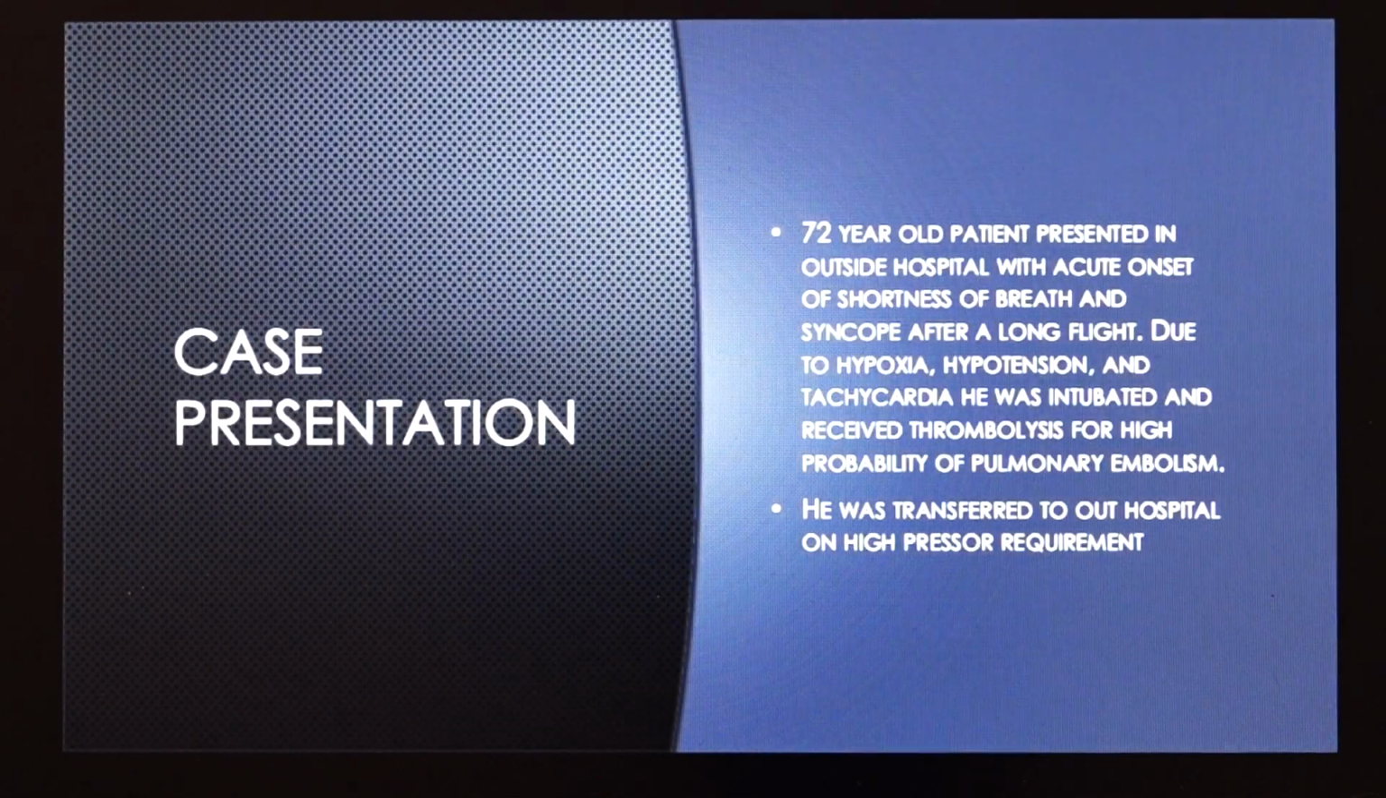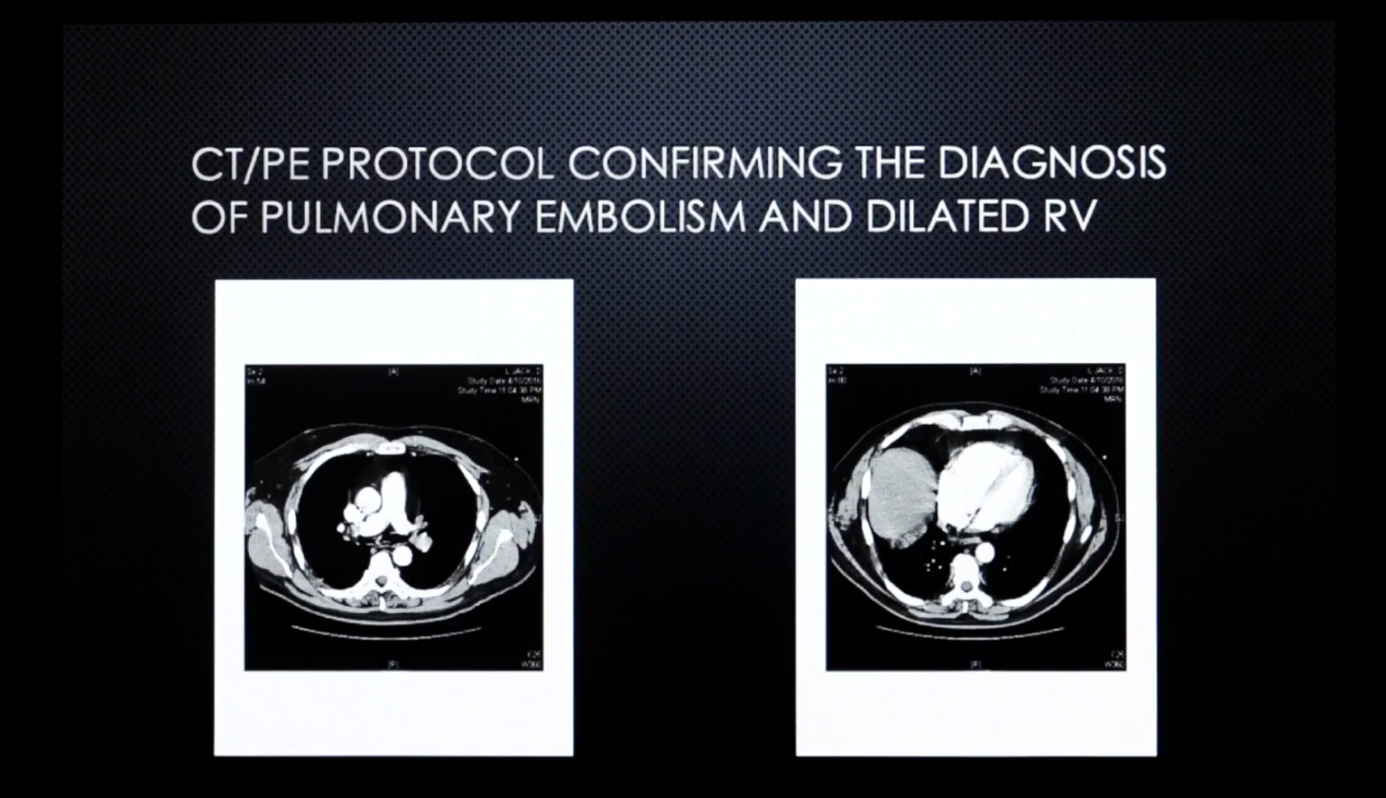It was a 72-year-old gentleman who presented at an outside hospital with shortness of breath and syncope after a long flight. He was hypoxic, hypotensive, and he was intubated. For high probability of pulmonary embolism, he received thrombolysis, and then he was transferred to our hospital on high pressor requirement for a higher level of care. The CT, obviously, as you see, showed a large thrombus in the pulmonary artery and RV involvement with strain.